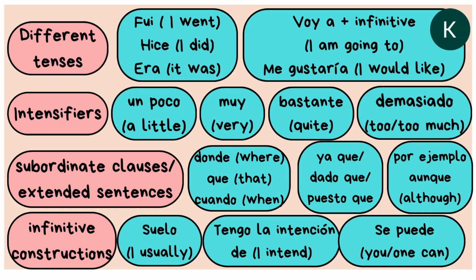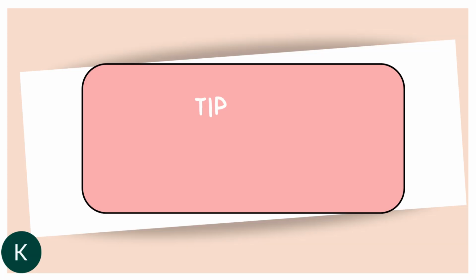And finally, we have some infinitive constructions. So these are sentence starters which must be followed by the infinitive. So we have suelo, I usually. Tengo la intención de, I intend. And se puede, you can or one can.